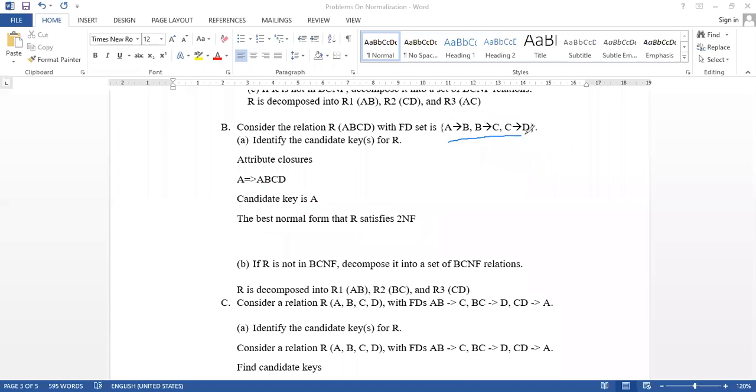What is the definition of BCNF? Every determinant must be a candidate key. What is the candidate key? A is the candidate key, right? Now see here, A determines B. A is a candidate key, so it is valid. Yes, it is satisfying the rule of BCNF.